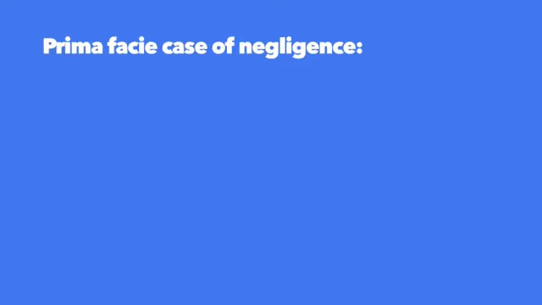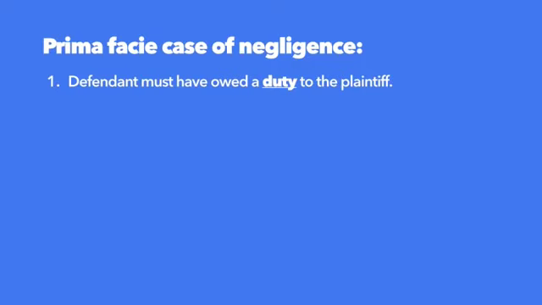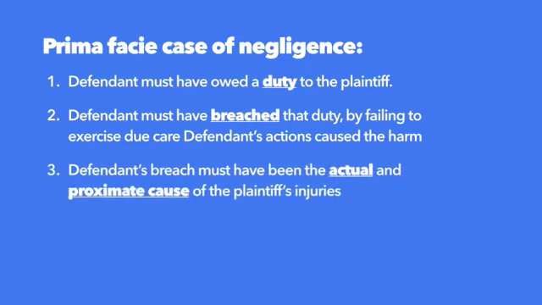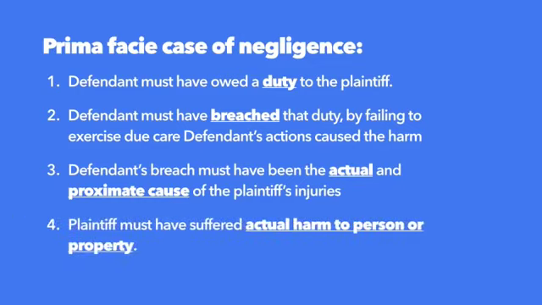The prima facie case of negligence is made up of four elements: duty, breach, causation, and damages. First, the defendant must have owed a duty to the plaintiff. Second, the defendant must have breached that duty by failing to exercise due care. Third, the defendant's breach must have been the actual and proximate cause of the plaintiff's injuries. And fourth, the plaintiff must have suffered actual harm to person or property.